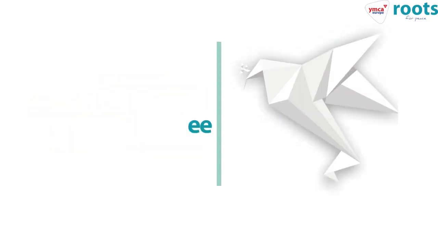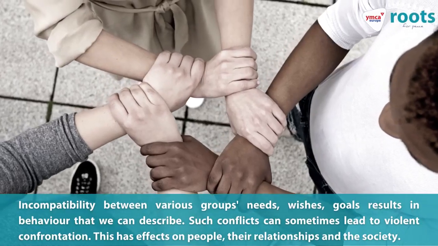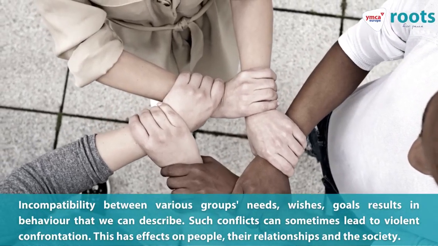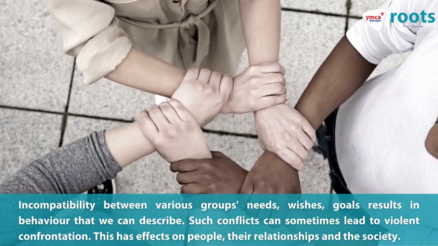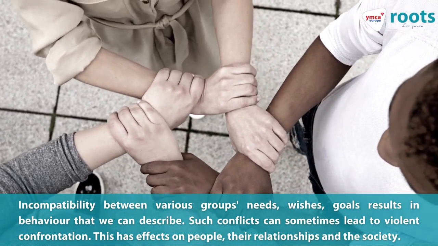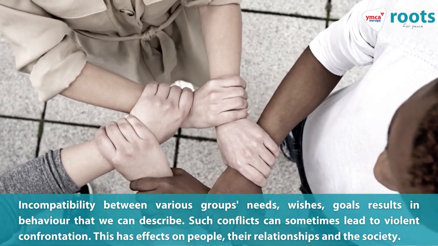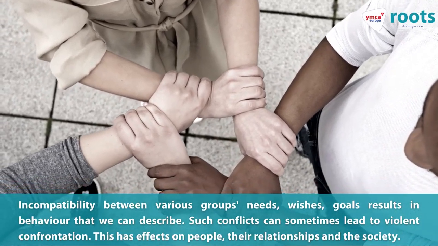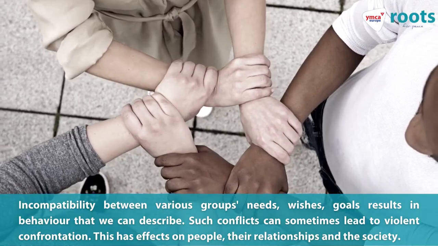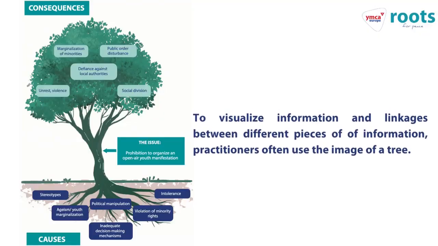The Conflict Tree. Incompatibility between various groups' needs, wishes, and goals results in behavior that we can describe. Such conflicts can sometimes lead to violent confrontation. This has effects on people, their relationships, and the society. To visualize information and linkages between different pieces of information, practitioners often use the image of a tree.